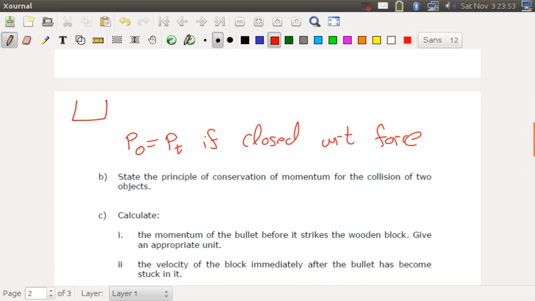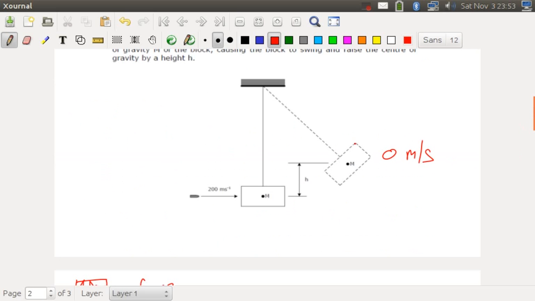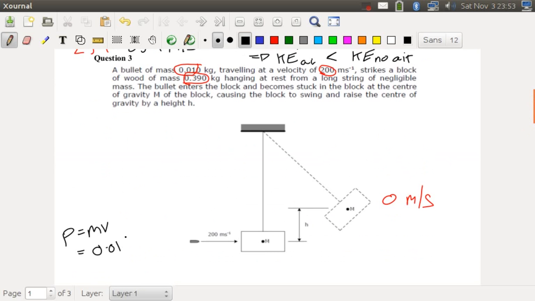So if we have some system here and there's no force on the outside acting in, we just have our particles inside and they're free to travel around, bounce off walls maybe, and there's no external force acting, then the momentum at the beginning in total will equal the momentum at the end in total. Calculate the momentum of the bullet before it strikes the wooden block. Well, momentum is mass times velocity. So in this case, it would be 0.01 times 200, which would equal 2. And what's the unit? Well, it'll be kg m/s. That answers the first part quick enough.